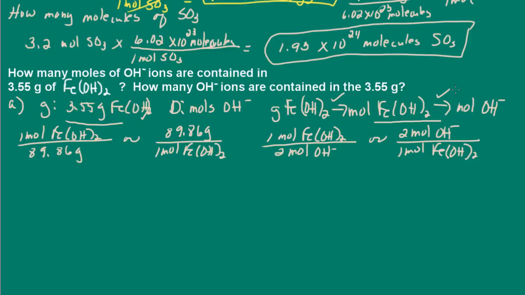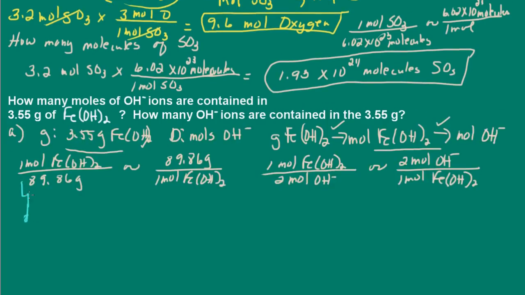So now I'm ready to go. I'm just going to go ahead and set up the problem. Oops, I just lost my cursor here. All right, so let's go with what we're given. So we were given 3.55 grams of iron 2 hydroxide.